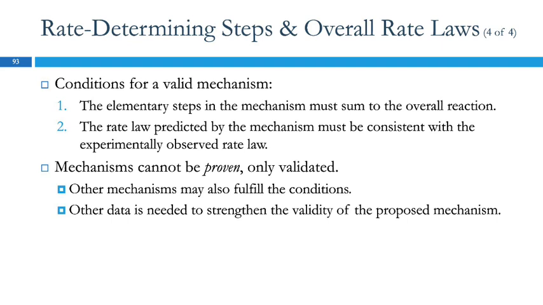So these are conditions for a valid mechanism. The elementary steps have to add up to the overall reaction. The rate law predicted by the mechanism has to be consistent with the observed rate law. The rate law for the reaction is determined by experiment. And that is the rate law for the reaction. What we come up with from the mechanism by looking at the slow step has to agree.